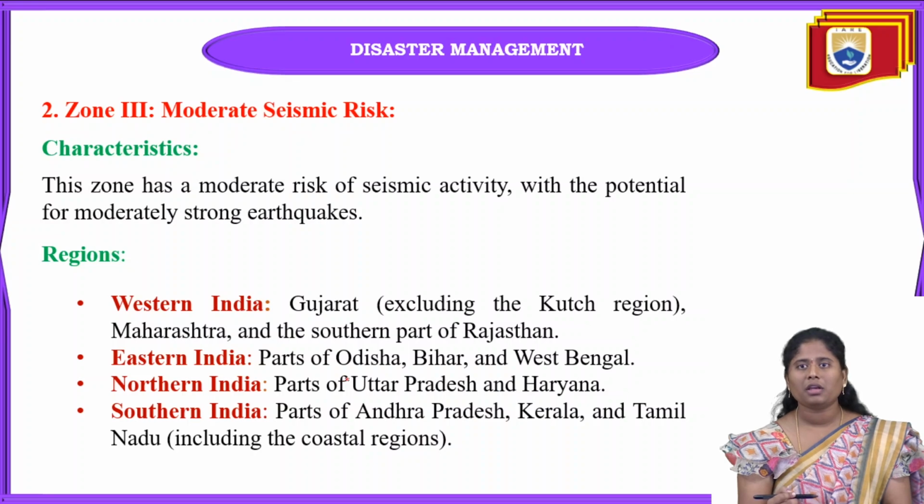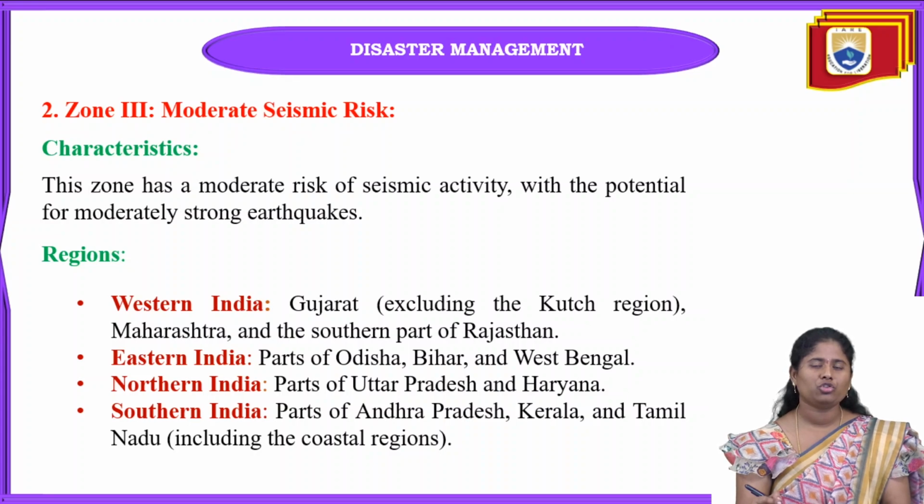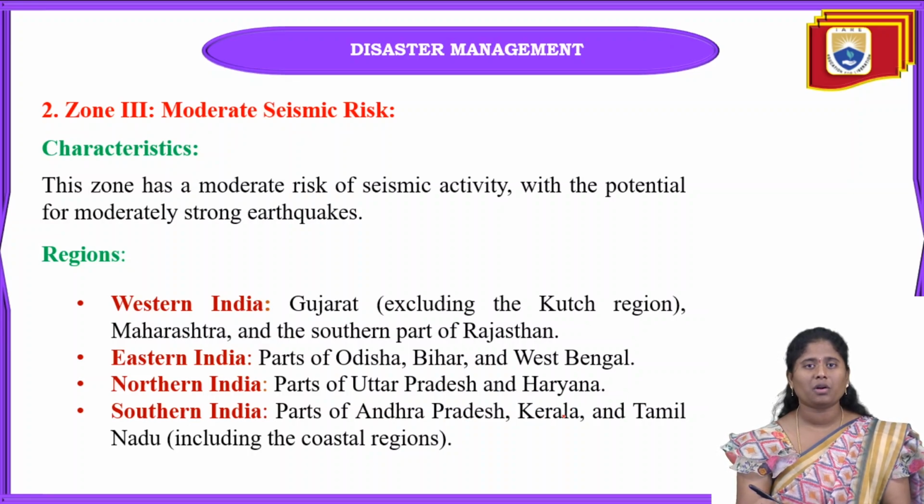And in eastern India, some parts like Bihar, West Bengal, Kolkata and also Odisha all come under the eastern area. And next is northern India. In some parts like Uttar Pradesh and Haryana, we can see Zone 3. And in southern areas also, Zone 3 comes in areas like Andhra Pradesh, Kerala and Tamil Nadu. And in Tamil Nadu, some of the coastal regions also come under this Zone 3 area only.